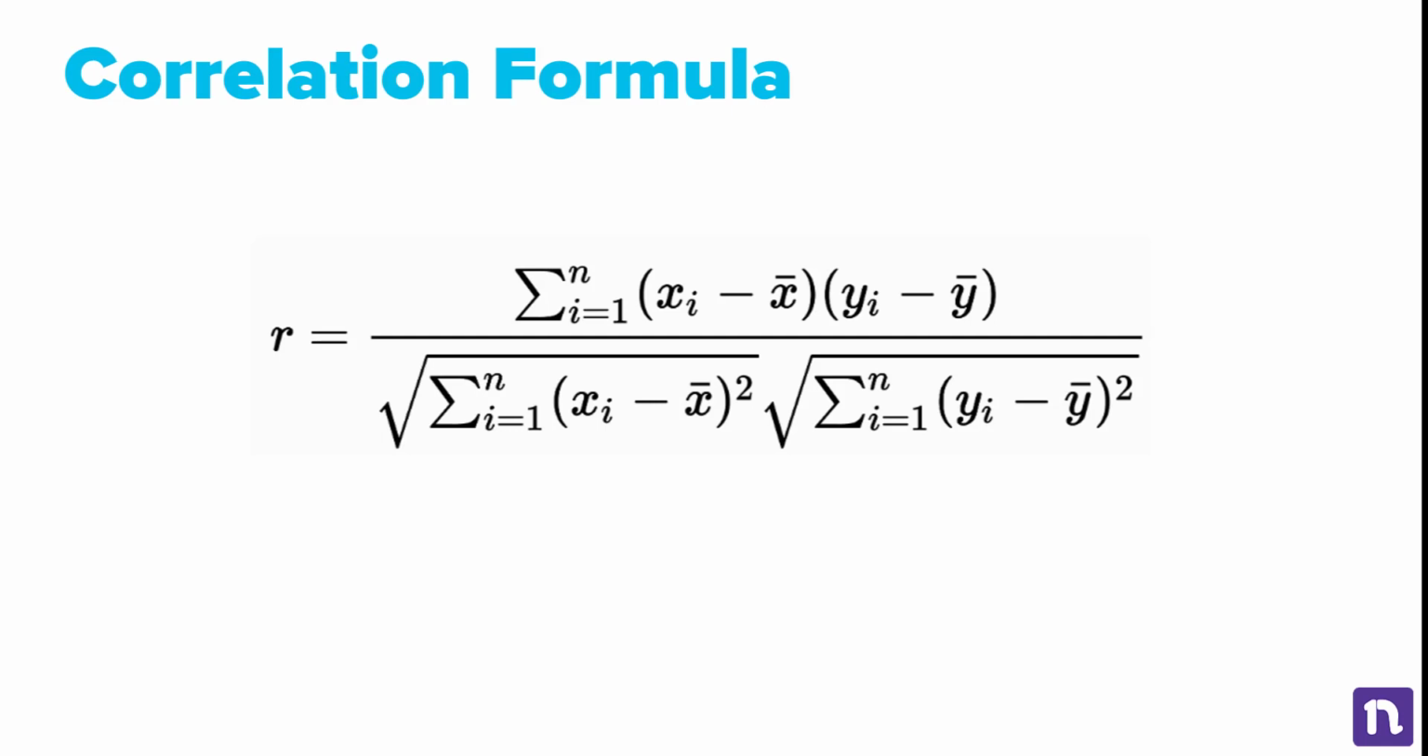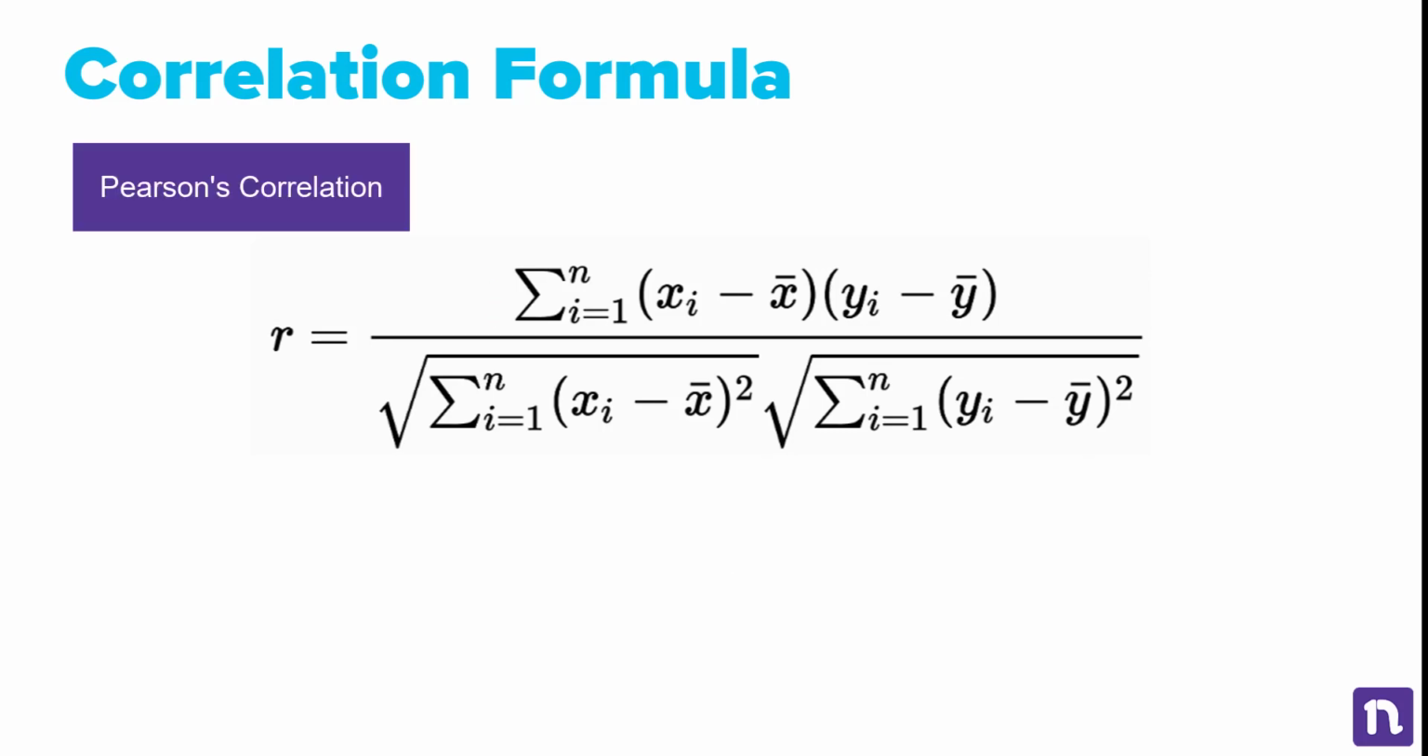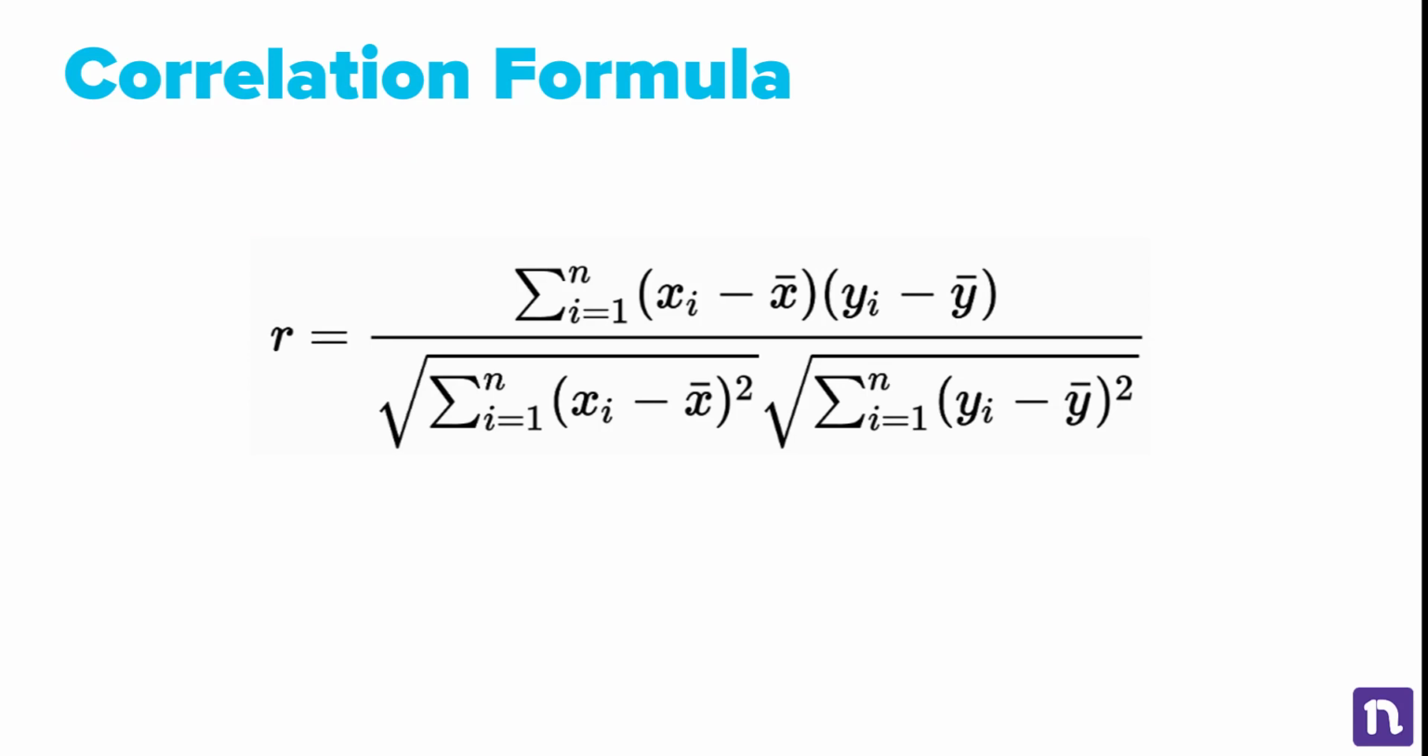When someone uses the term correlation, what they typically are referring to is the Pearson's correlation. There are two other forms of correlation, we will get to that later. But what you see here is the formula for Pearson's correlation. Now, this may seem a bit complex.